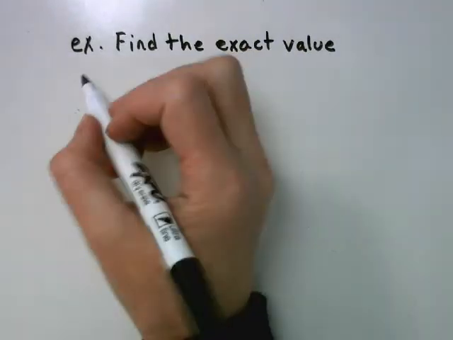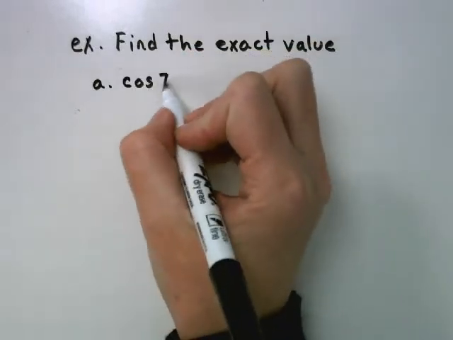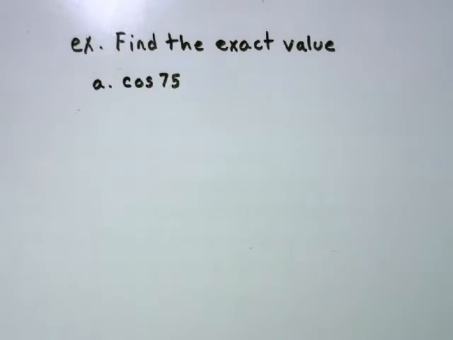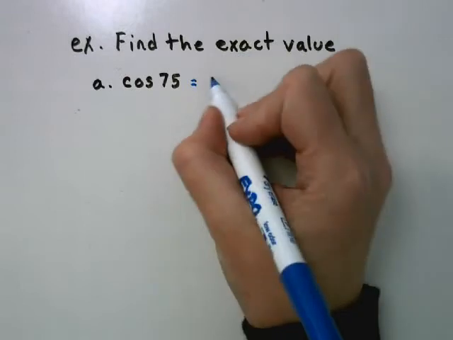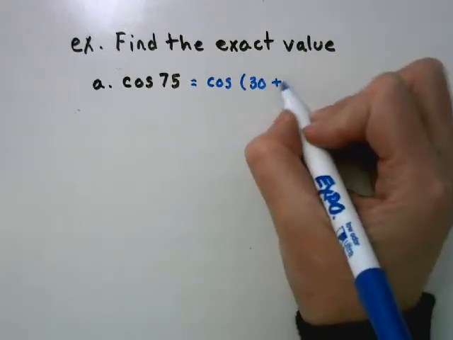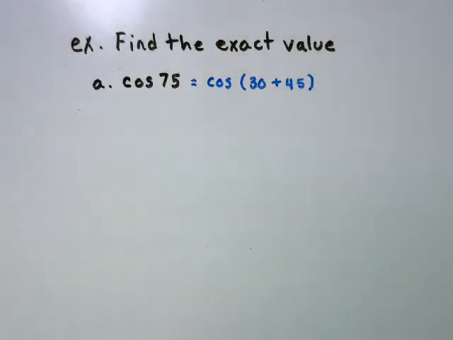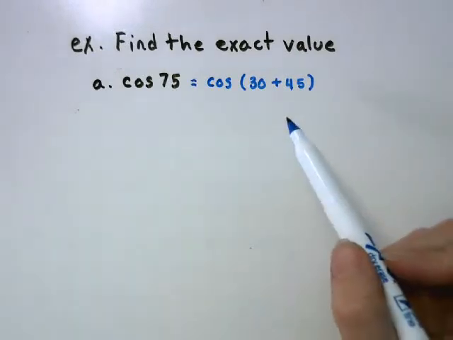Okay, so we're going to find the exact value. Our first one is going to be cosine of 75. When you're asked to find the exact value of a trig function, that means we're going to want to use the unit circle. Well, 75 is not on the unit circle, but I can rewrite it as the sum of two unit circle angles, 30 and 45.